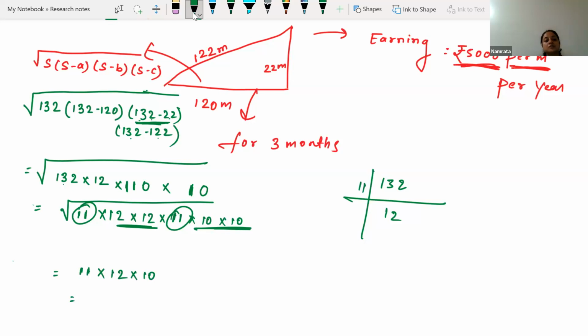Now we got 11 into 12, we know it's 132, and this 10. This is the area; this much meter square we got. And the price for 1 meter square is rupees 5,000 for 1 year. Do we need it for 1 year? No, we need it for 3 months only. So let's customize the price first.